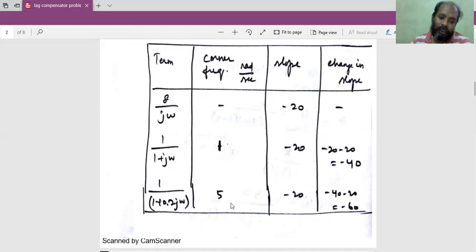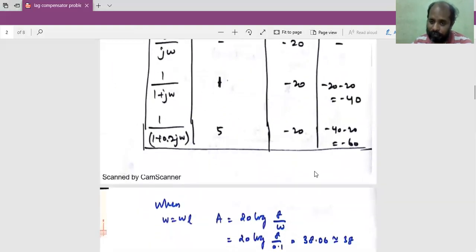Then the third term based on the corner frequency is 1 by 1 plus 0.2 j omega. Now the corner frequency is 5. So obviously this is also a first order term, which is available in the denominator. So you have a first order term, so minus 20 there. Already we have minus 40. Add these two, and the change in slope gives minus 60 there.